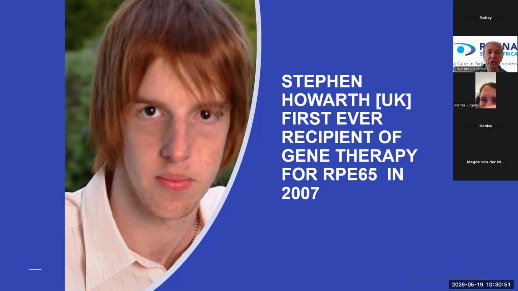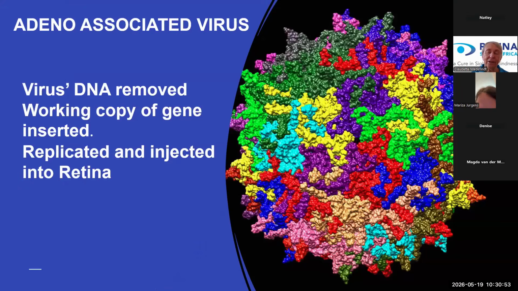So how does gene therapy work? Every living organism contains DNA. So what we want is a benign virus like this virus, which is adeno-associated virus. You can't even see a virus, it's so small, but the researchers take out the virus's DNA, and into that virus, they introduce a working copy of a gene, and then they replicate it because viruses replicate easily, and then they can inject that new copy of the virus into the retina.